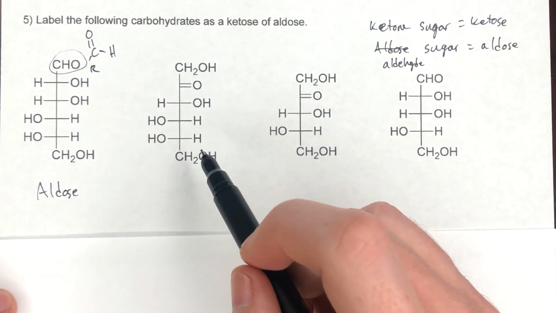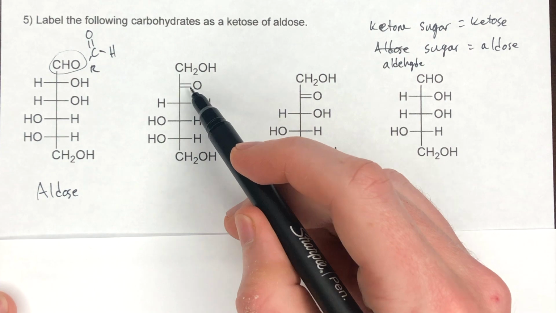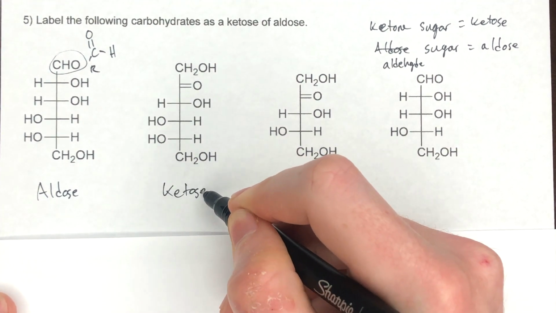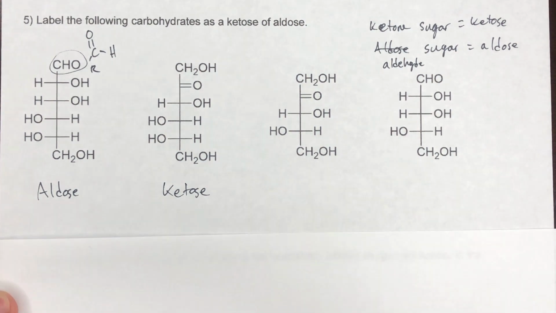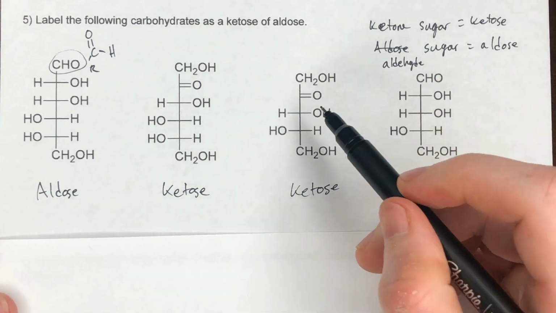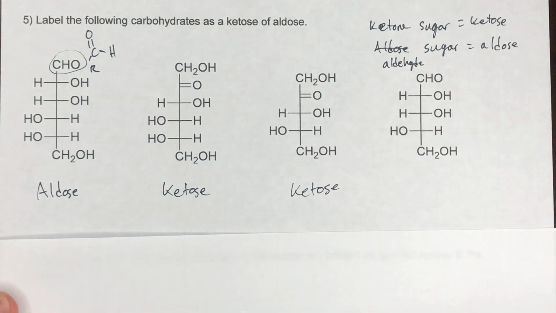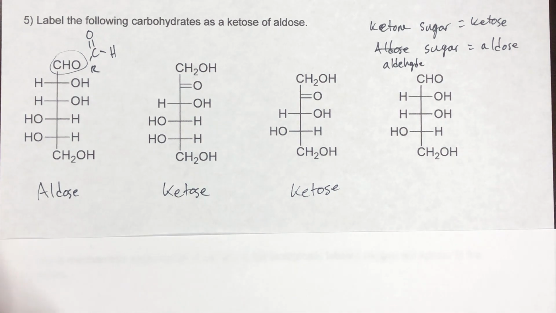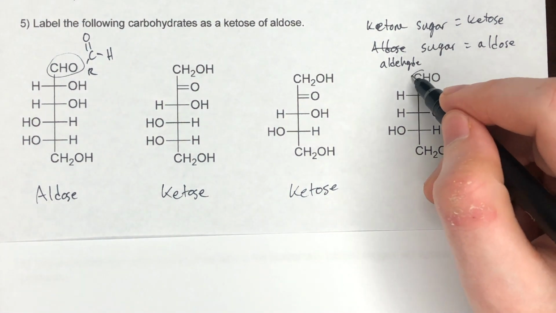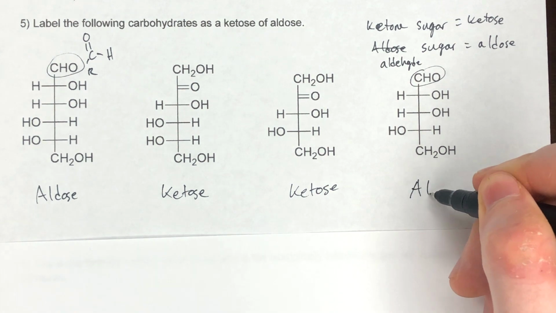If we move to the next one, we have a ketone group at the second position. So this is a ketose. Again, it's a ketone sugar, hence ketose. Again, we have a ketose in this third example here because, again, another ketone functionality in that center molecule there. Again, all the alcohols aren't as important for this type of question. You're just looking for the functionality. And then again, we have CHO, so this is another aldose.